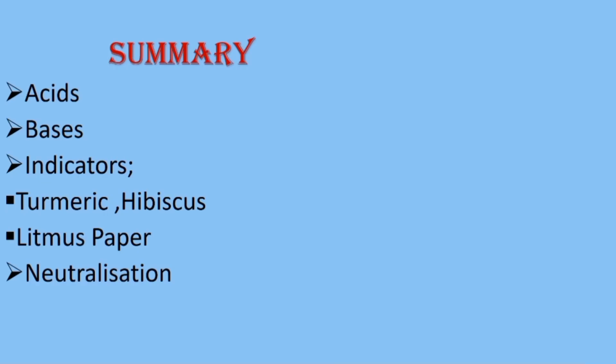In today's class, we studied acids with examples, bases with examples, and indicators. In indicators, we saw some natural indicators like turmeric, hibiscus and litmus paper. Next, we studied neutralization. We understood neutralization with an experiment and examples in daily life.